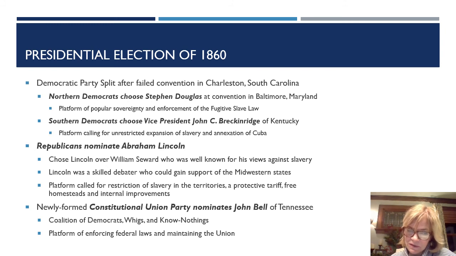Also, they want a protective tariff, they want homesteads, they want internal improvements. So kind of the platform of the Whig Party. So then there's a new party. It's called the Constitutional Union Party, and this was supposed to appease the North and the South. So it's a group of people, Whigs, Democrats, and Know-Nothings. And what they said was we're going to maintain the Union no matter what and enforce federal laws.